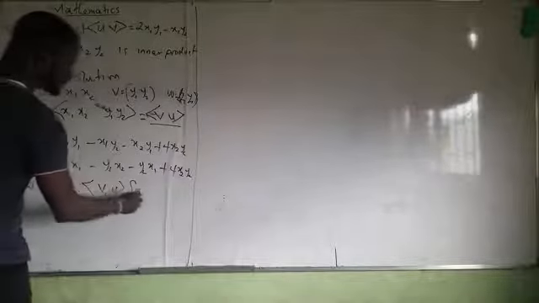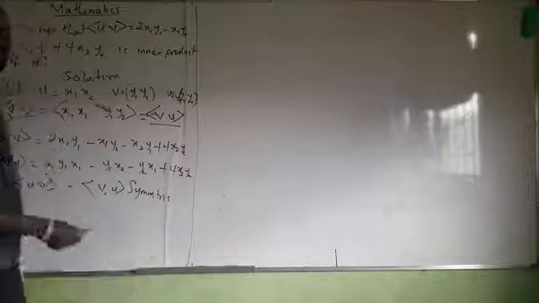The first one is verified. It means my <U, V> equals <V, U>. That is what it means. The symmetric property holds. The next one that we are to talk about is the second one, which I will be talking about.